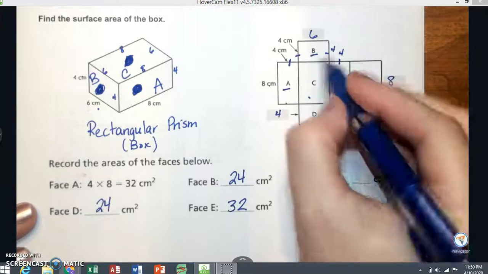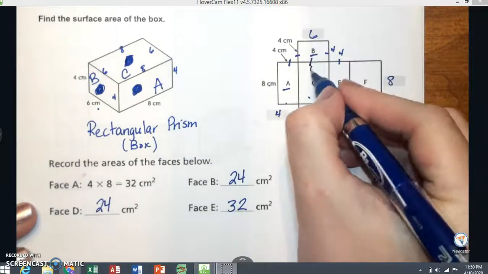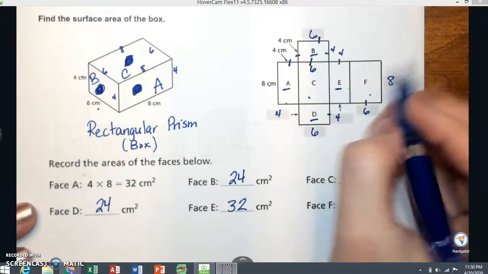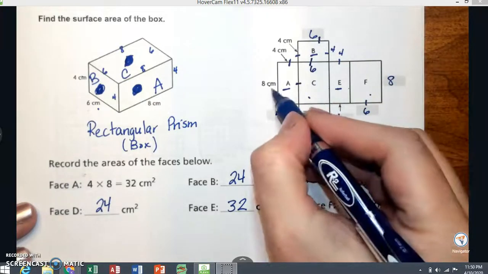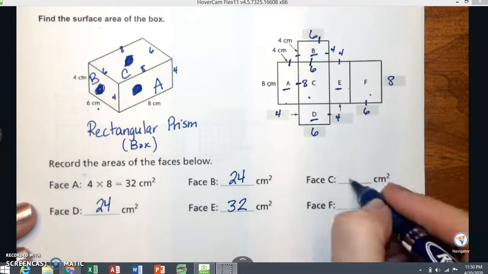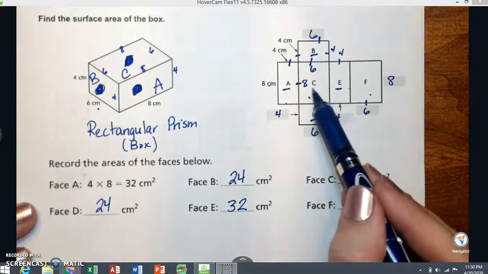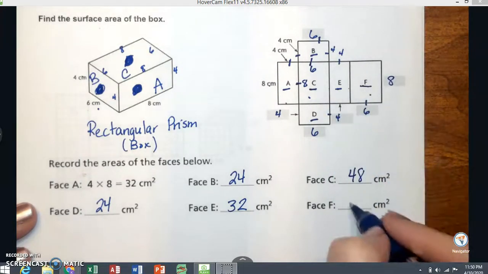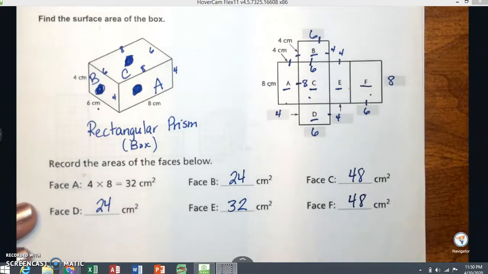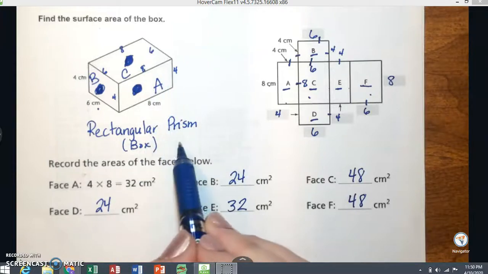Alright, and then C would be, what would this be right here? It would be 6, because this one was 6. And what would this right here be? The length would be 8, because that was 8. So we're saying 6 times 8, which is 48 centimeters squared. So that's C. And notice F is the exact same size, so it's also 48 centimeters squared. So all I've done so far is I've found the area of each side of this rectangular prism.